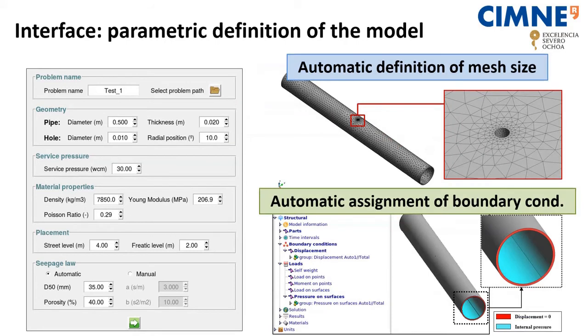Besides, other processes are executed automatically in this block, such as the definition of the mesh with a proper size for specific regions of the domain and the assignment of the boundary conditions.